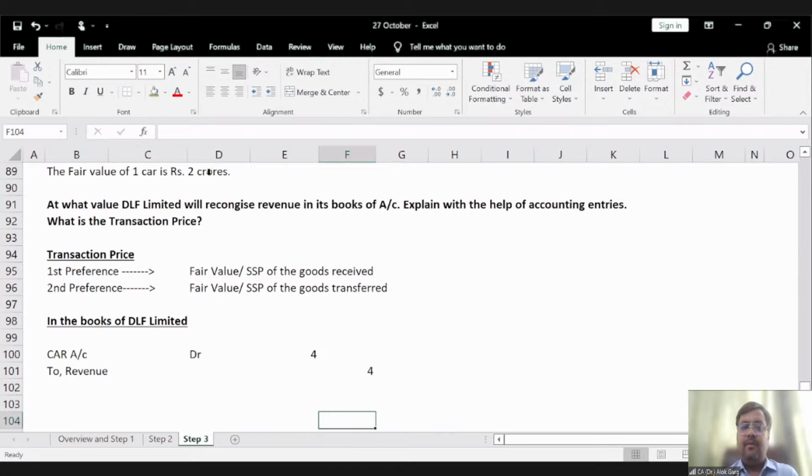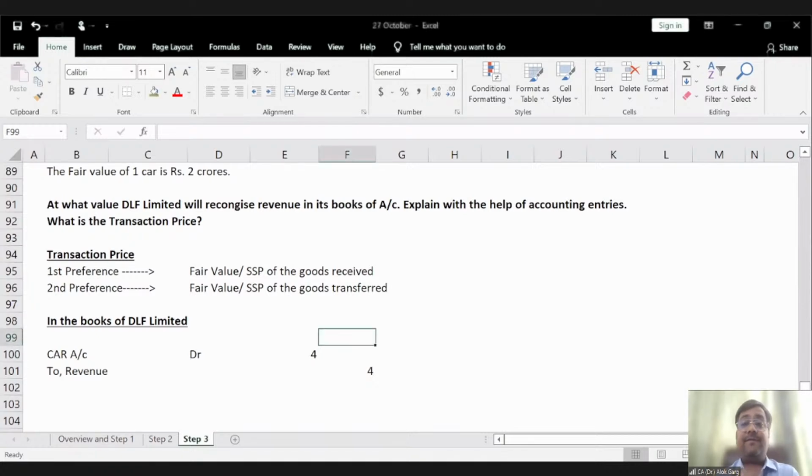So friends, in case of a non-cash consideration, the transaction price has to be determined on the fair value or standalone selling price of the goods and services received. If it is not measured reliably, then you have to go for the fair value or the standalone selling price of the goods and services transferred. I hope it is clear to all of you. Is it clear?